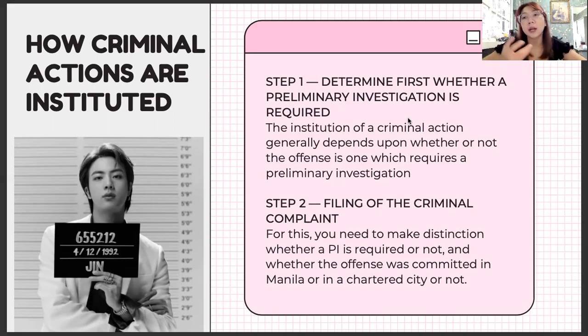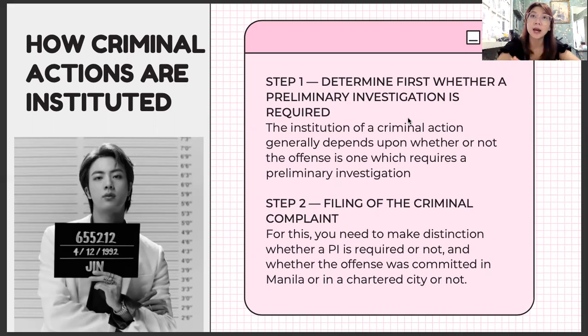So where a preliminary investigation is required, a criminal action now is instituted by filing the complaint with the proper office for the purpose of conducting the requisite preliminary investigation. Sino ba tong proper officer na sinasabi dito? Remember the rules on jurisdiction of the investigative agencies.